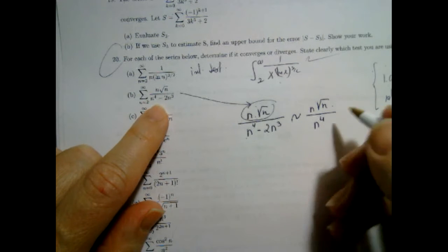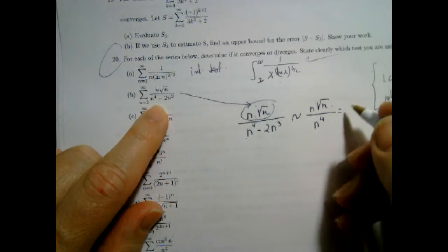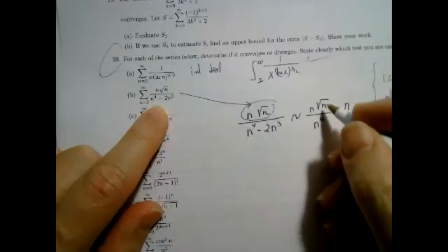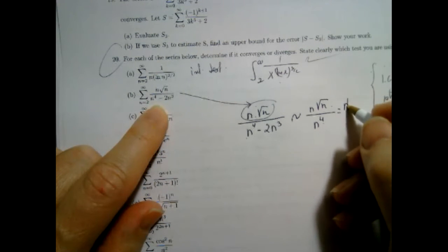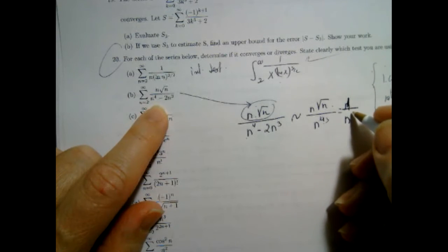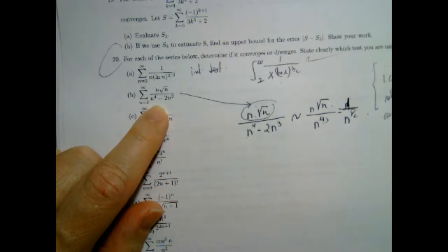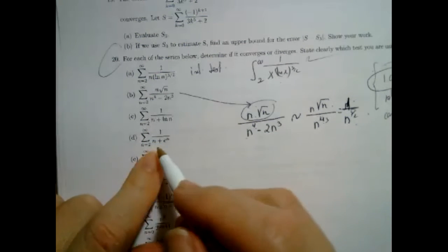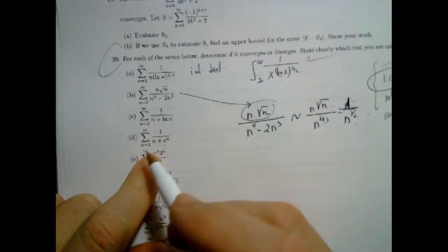Okay, now I do the math. This is going to give me what? Altogether, n to which power? 3 and a half. So this is going to give me 1 over n to the power 5/2. You have to compare it to that. Okay, this one will converge. Your original series will converge. So that's a typical limit comparison test. C is a typical limit comparison test as well. So this one you compare with 1 over n. D, again, a limit comparison.